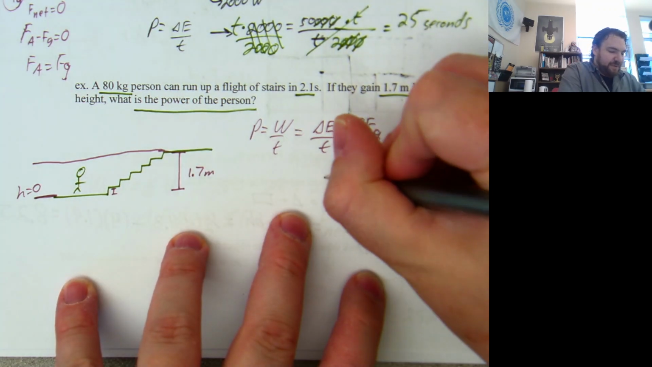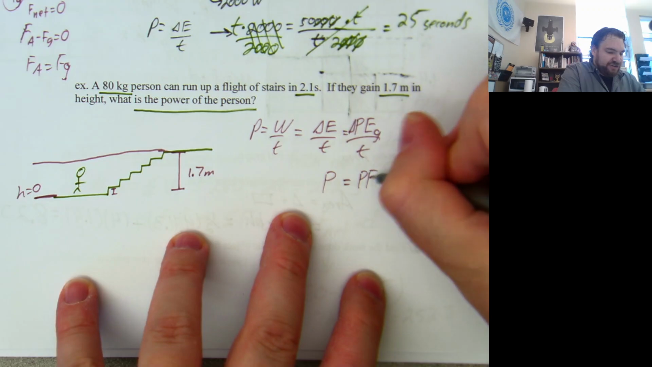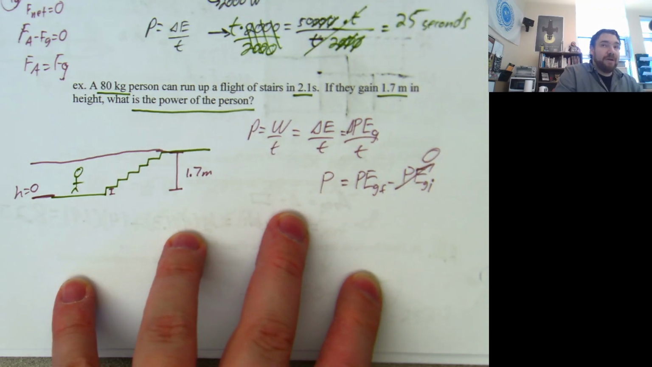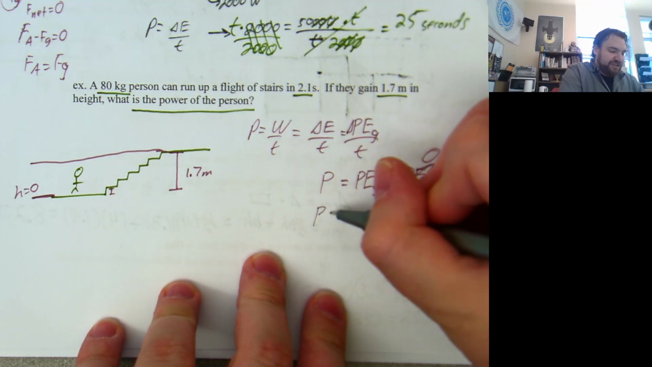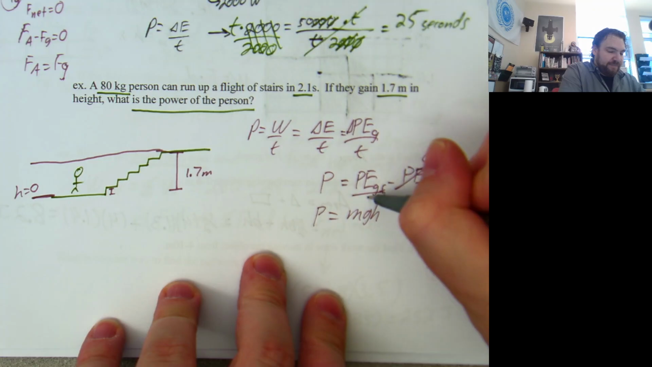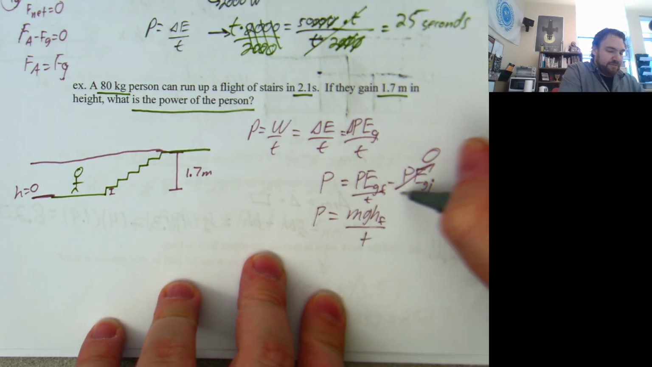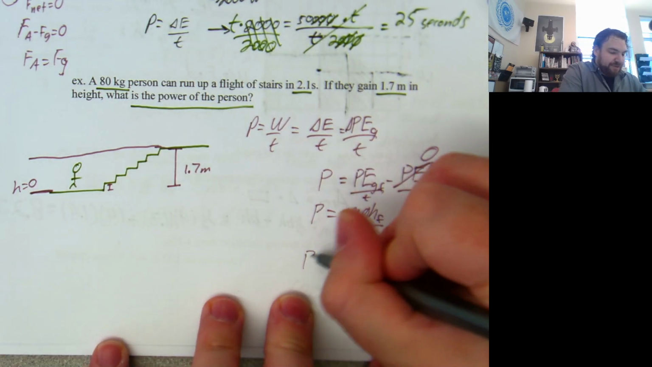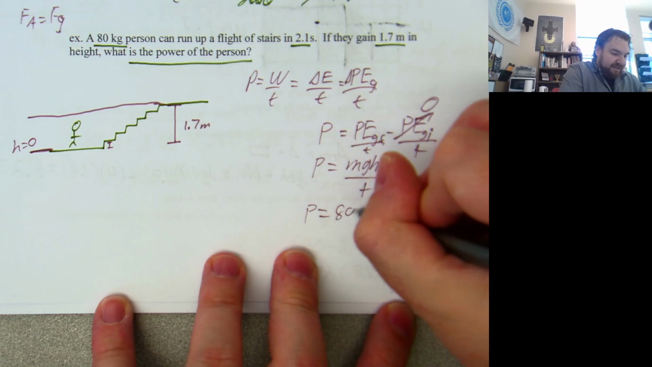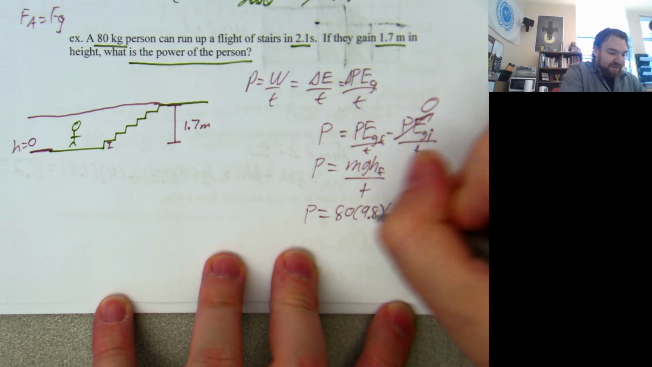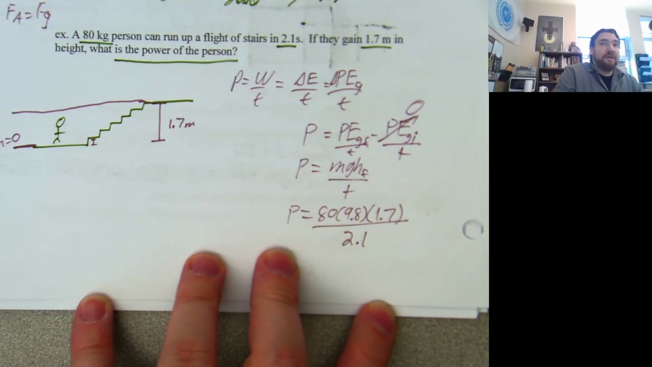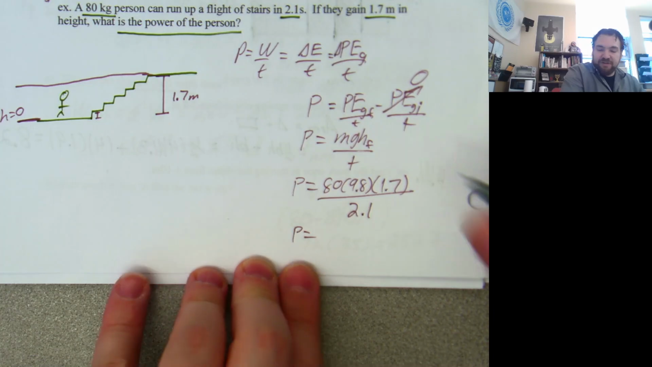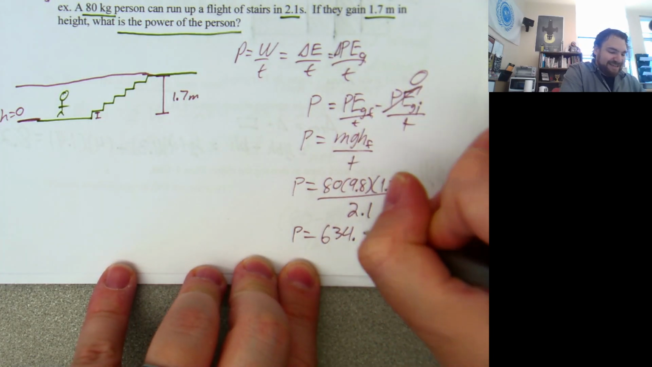So then, power is just going to be the potential energy gravitational final minus potential energy gravitational initial, and this is 0. So P is just going to equal mgh, divided by time, mgh final divided by the time it took to do that. So this person can be found to have a power of 80 times 9.8 times 1.7 divided by 2.1. I will give you that value. The power of this person is 634.67 watts.